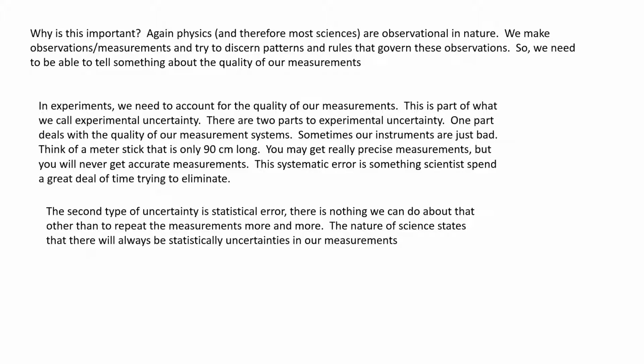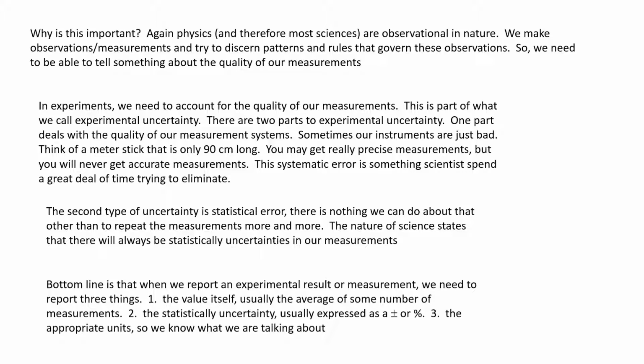The second type of uncertainty is what we call statistical error, and there's nothing that we can really do about this other than repeat the measurements more and more. The nature of science states that there will always be some sort of statistical uncertainties in our measurements. Usually, if we make more and more measurements, the statistical uncertainties will gather around some value.